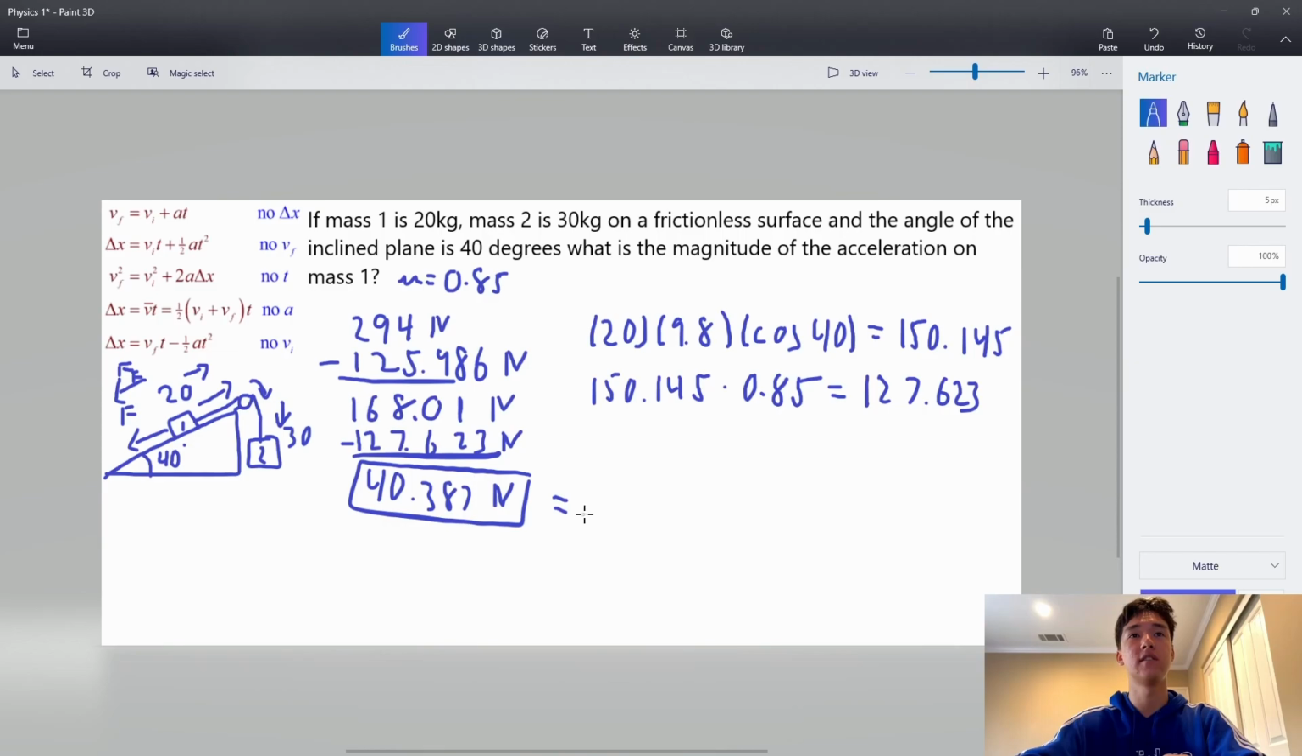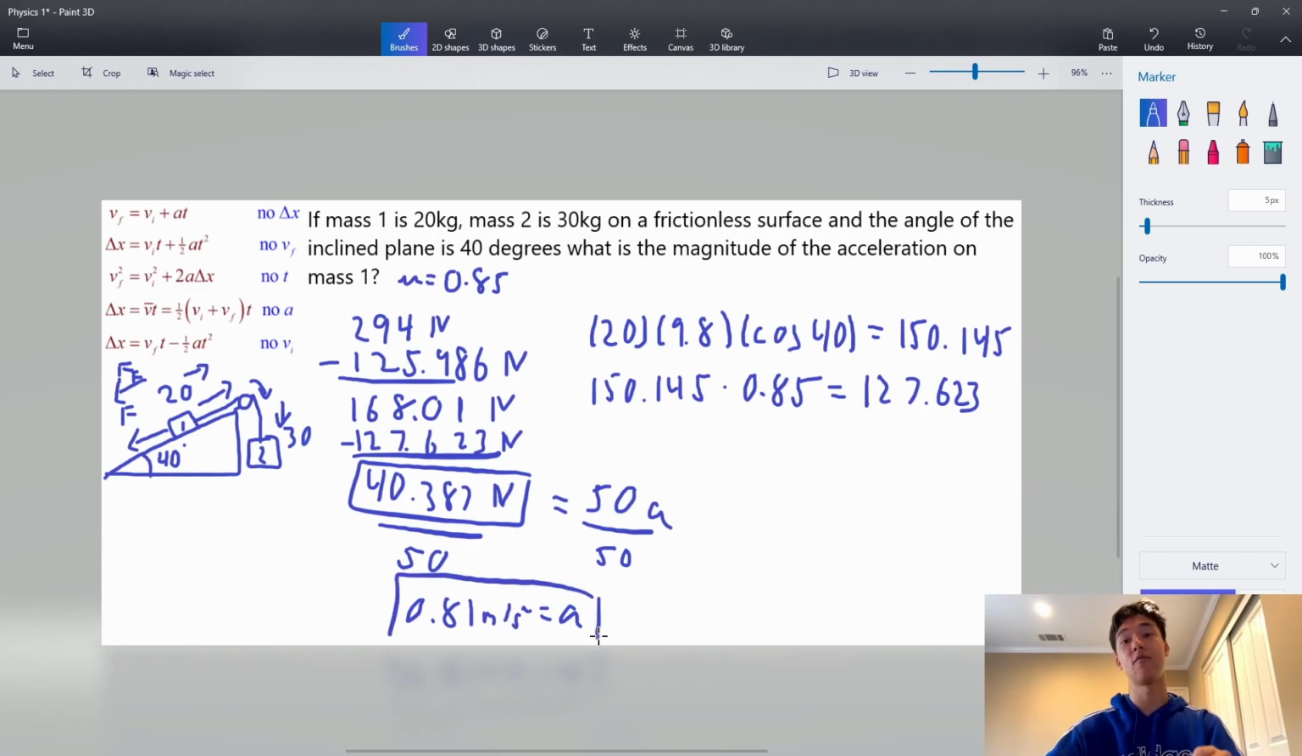So this is equal to mass, which is 20 plus 30, 50, times acceleration. Isolate for acceleration by dividing 50 on both sides. And acceleration is going to be equal to 0.81 approximately if you round up. And that is our acceleration if there was friction on this problem. Let's go to the next one.